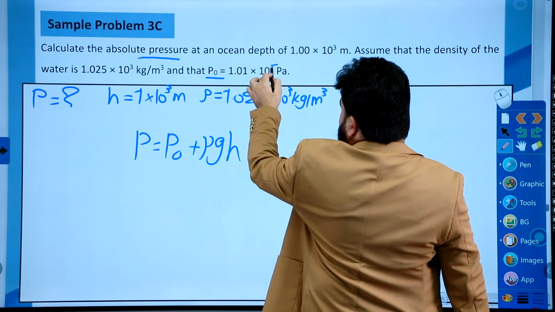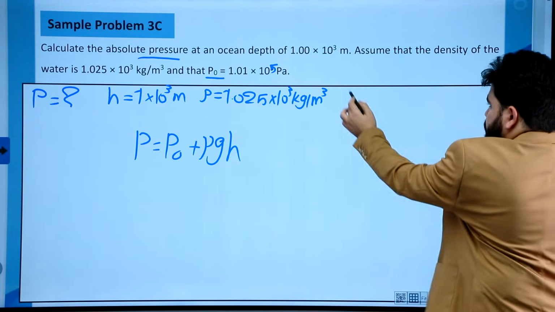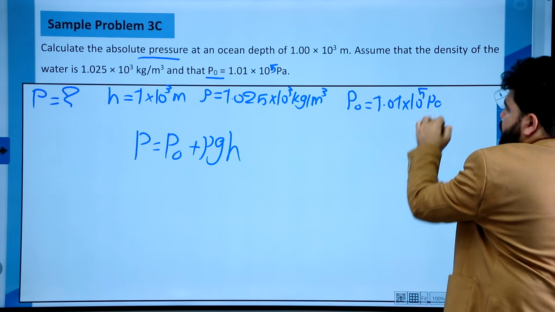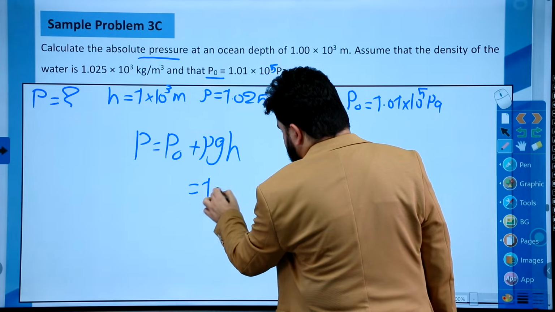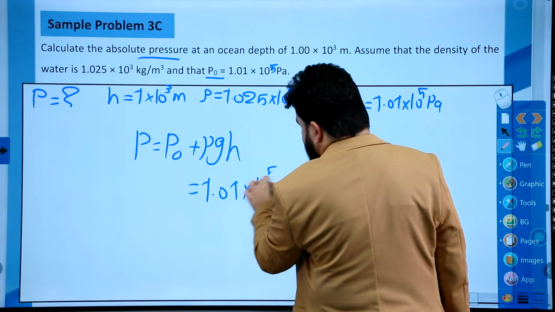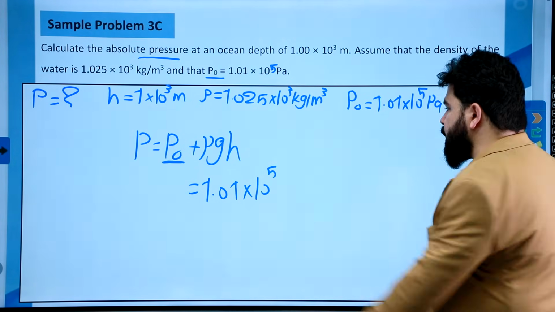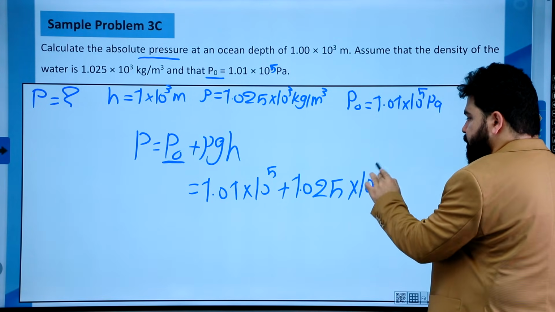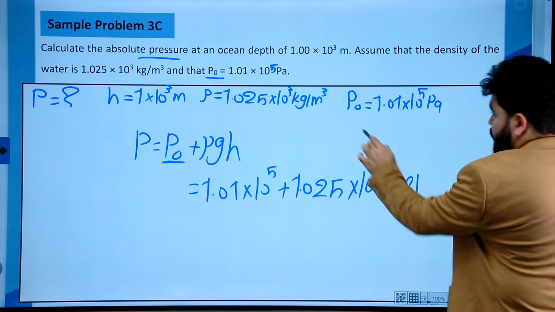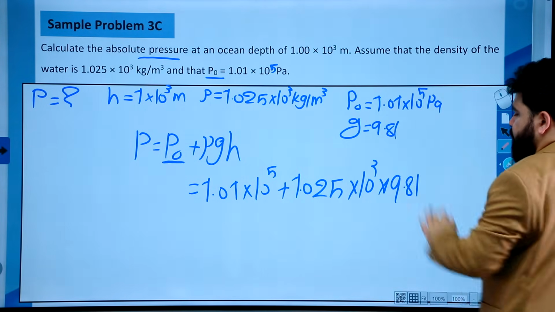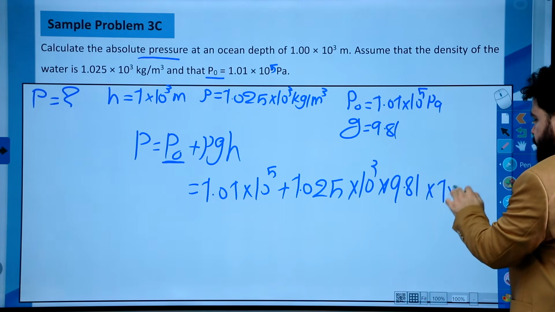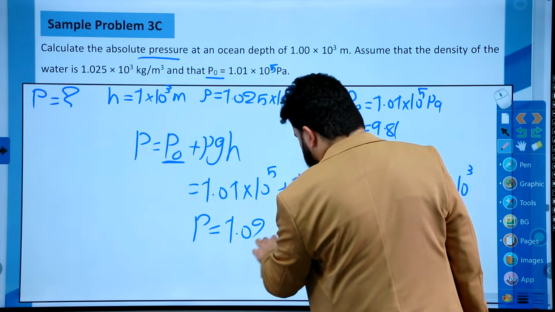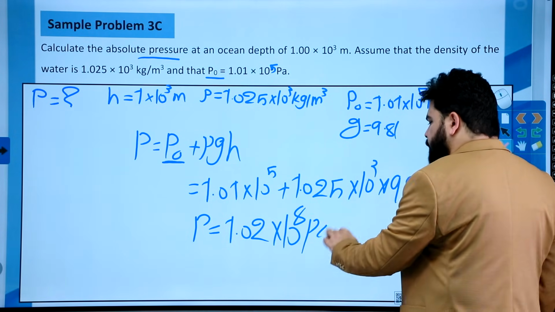And we know that P naught is equal to 1.01 times 10 to the power of 5 Pascal. Calculate the absolute pressure. So we know absolute pressure is equal to atmospheric pressure, 1.01 times 10 to the power of 5, plus density of the water, 1.025 times 10 to the power of 3, times gravity, which is equal to 9.81, multiplied by height, which is 1 times 10 to the power of 3. Pressure is equal to 1.02 times 10 to the power of 8 Pascal, if I'm not mistaken.